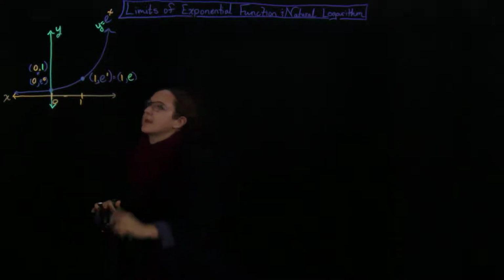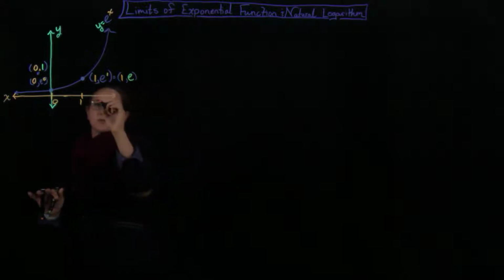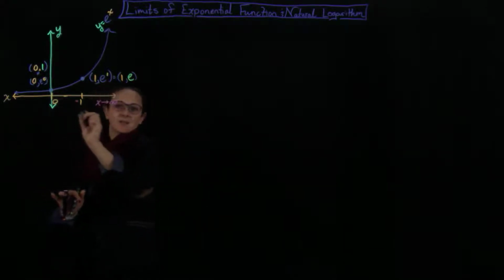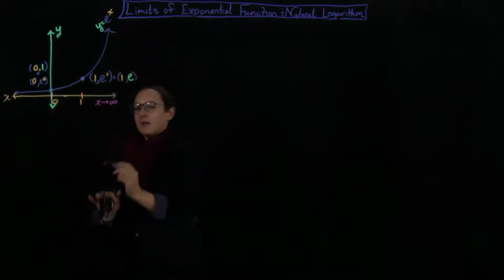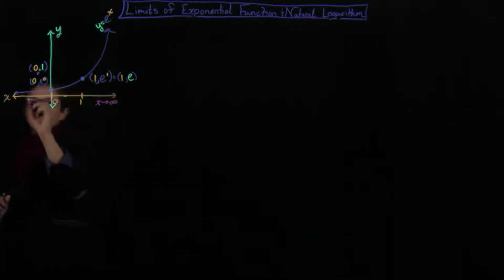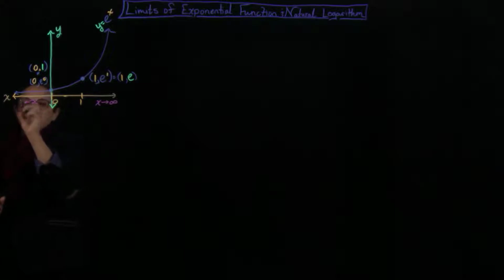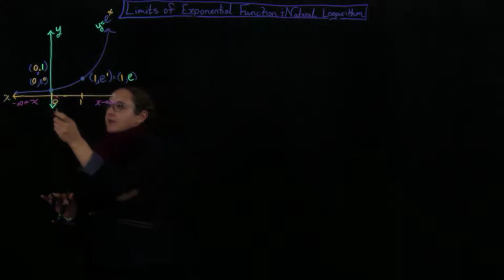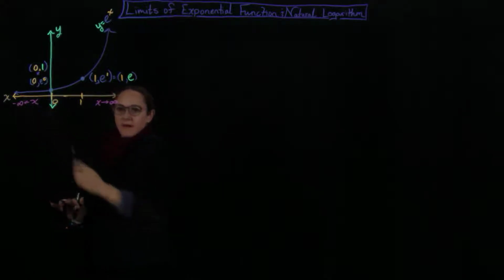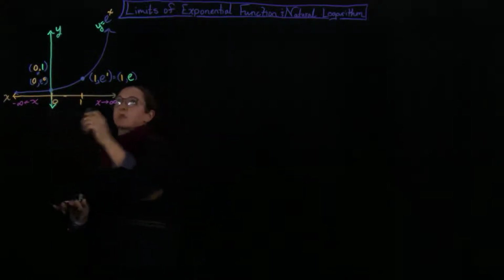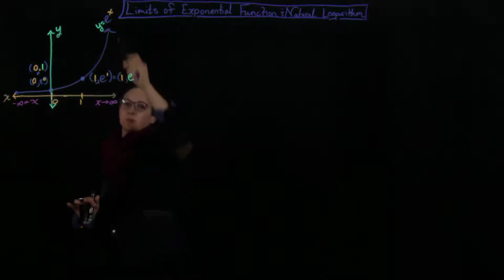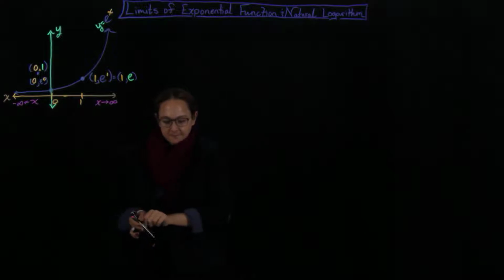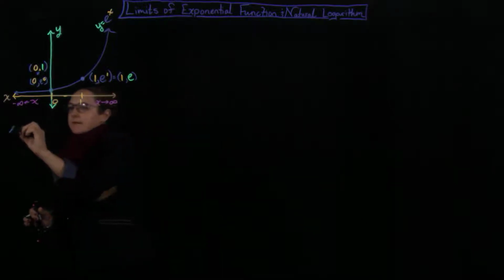The other thing is that if I'm looking at x goes to infinity, I'm looking at what happens as my x values go in that direction on the graph. And if I'm looking at x goes to negative infinity, I'm looking at what happens as my x values go the other way. You can see that here it looks like it's approaching 0, and here it looks like it's approaching infinity. It's going infinitely high.